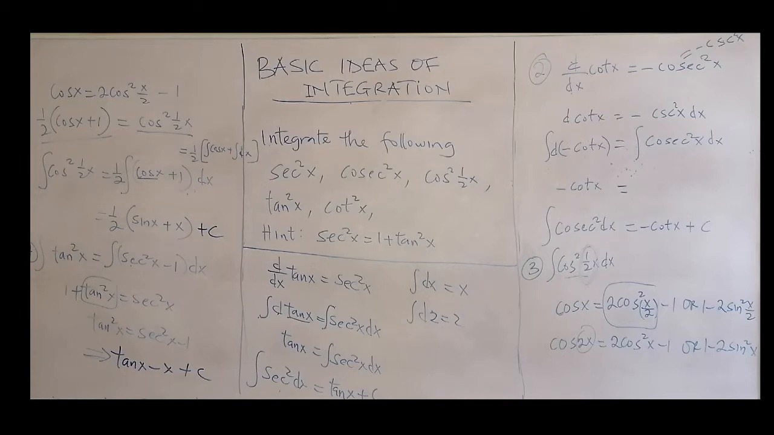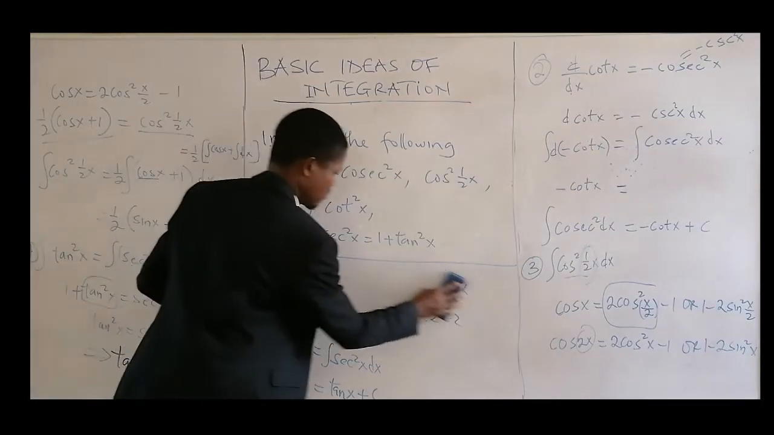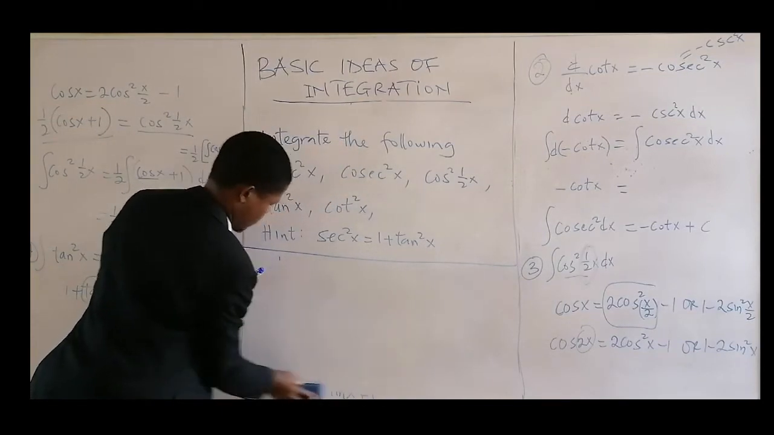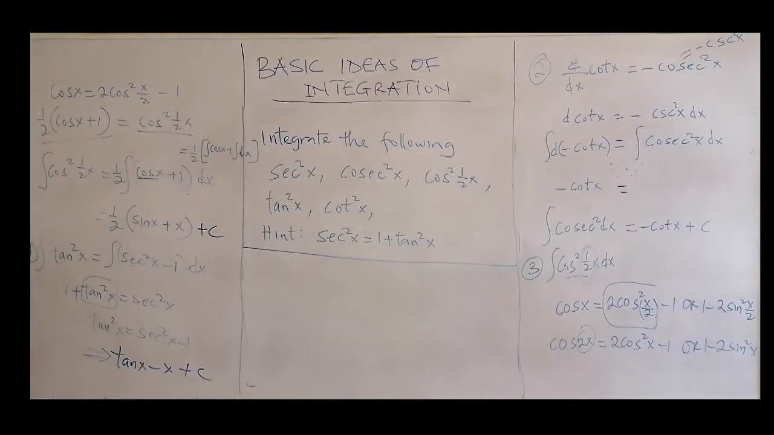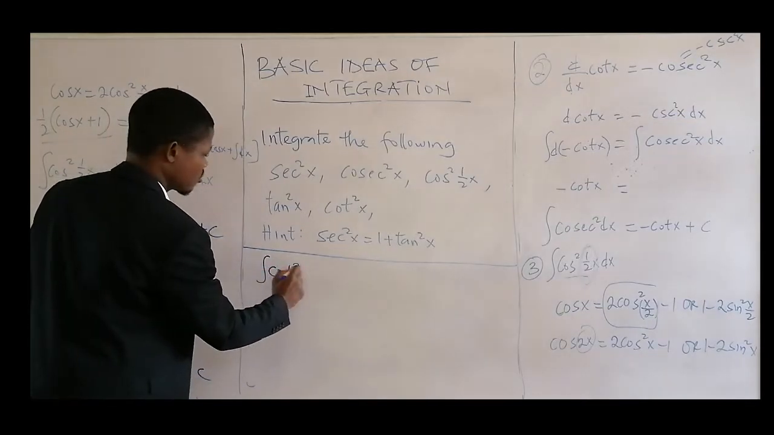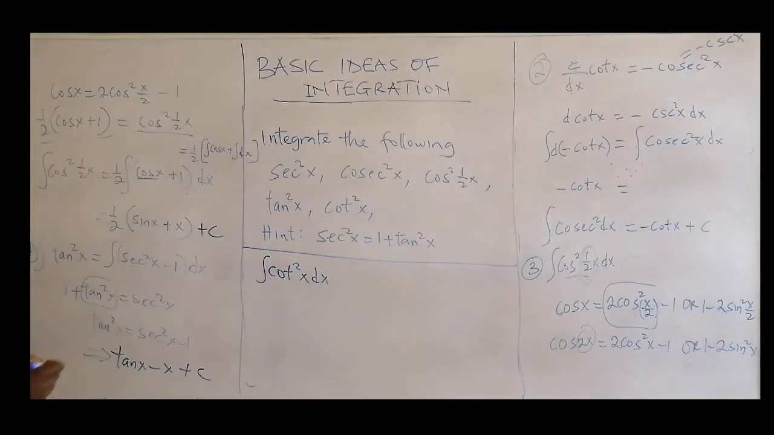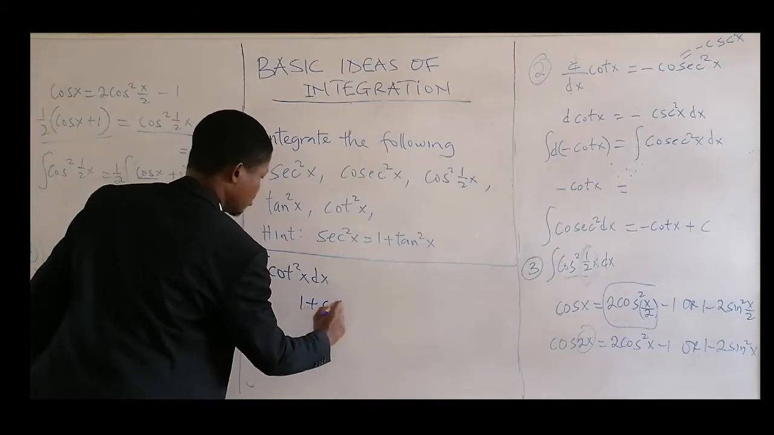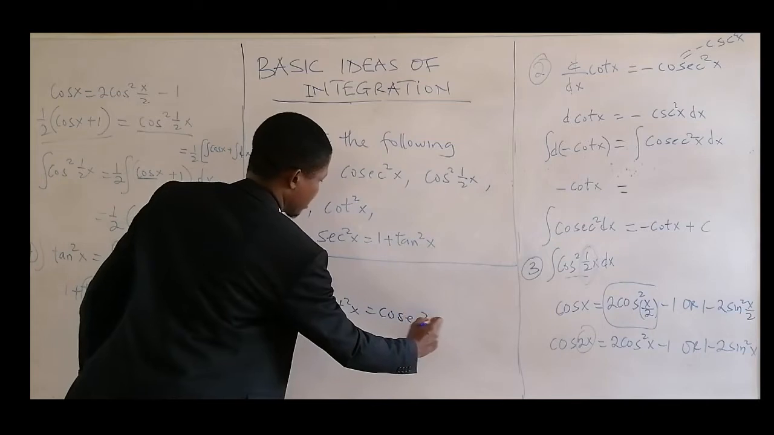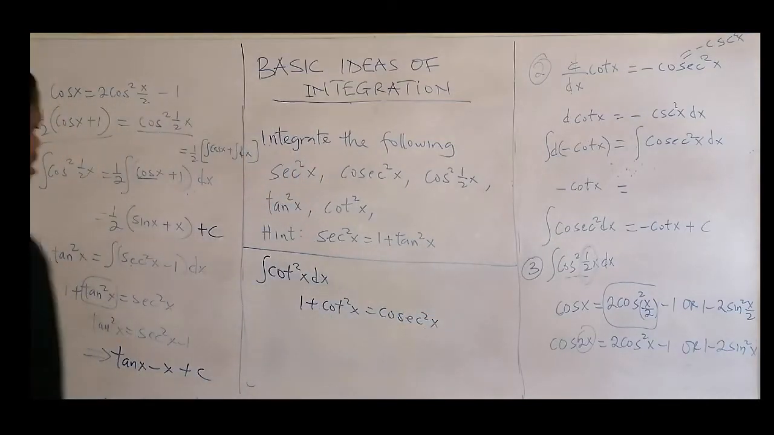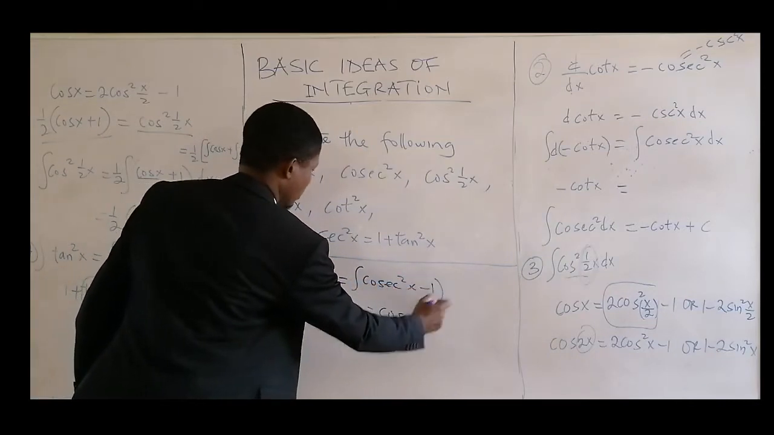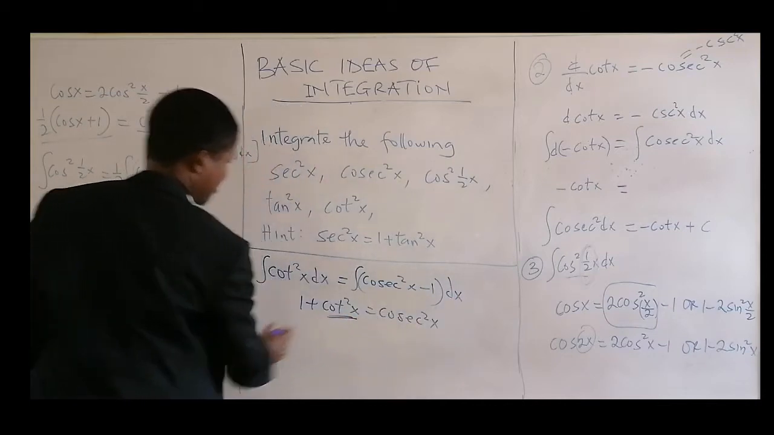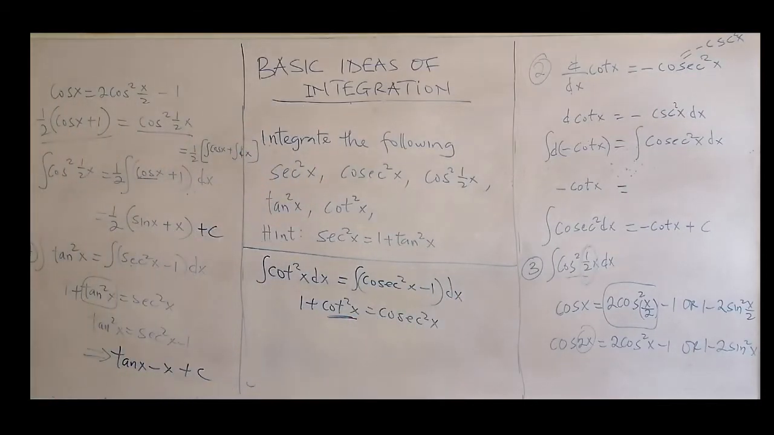Then we have one more, cot square x. Integral of cot square x dx. Here also we're going to play with an identity: 1 plus cot square x is cosec square x. So this will be equal to the integral of cosec square x minus 1 dx. We make cot square x the subject.